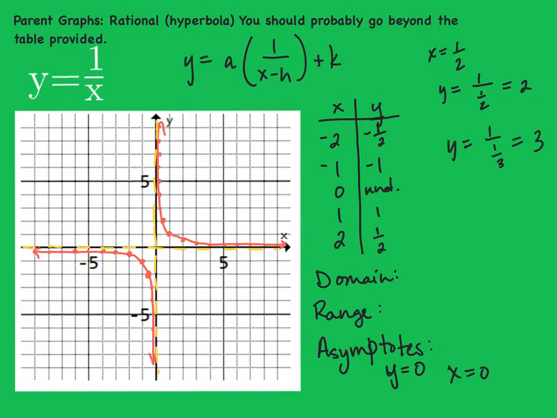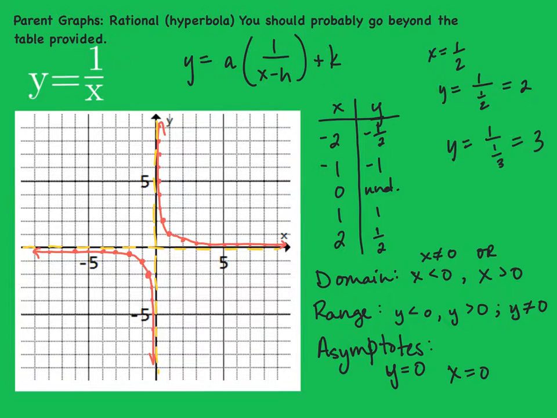So the domain is, let's see, x has to be less than 0, or x has to be greater than 0. I can also write that as x can't be 0. And I can write it in interval form too. For the range, same idea. y has to be less than 0 or greater than 0. Or in other words, y can't be 0.